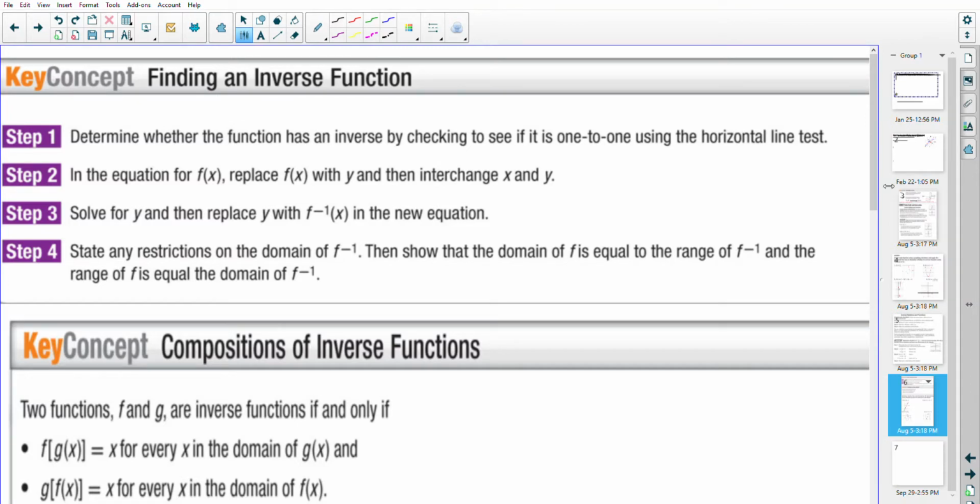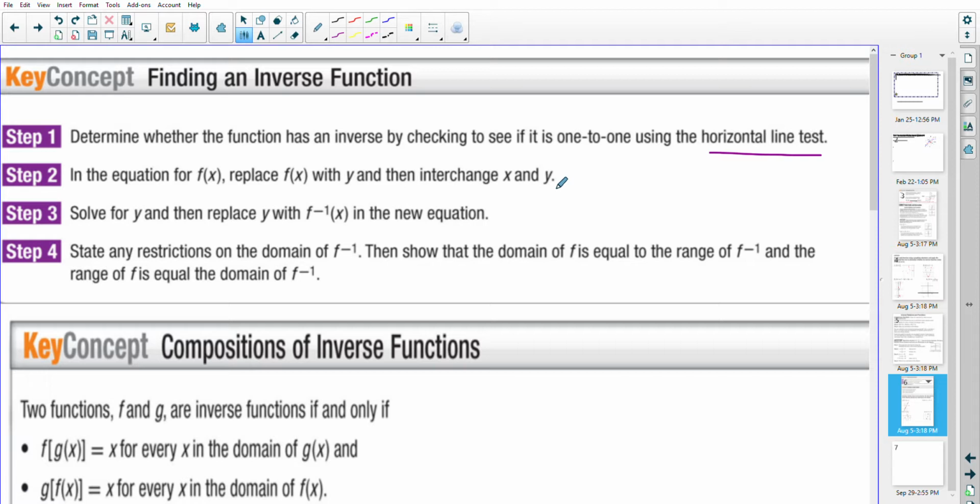How do you find an inverse function of a function? There are some steps to take. First is to actually find out if the inverse function exists by the horizontal line test. Secondly, you would replace the f of x with a y and then interchange the x and the y.